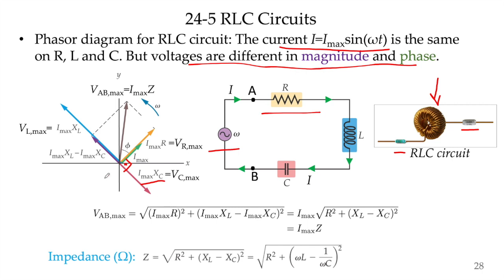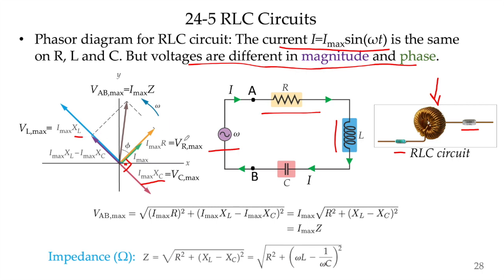And what about the voltage on the inductor, VL? Well, we know that it comes 90 degrees after the current in the circuit, so it's here. Okay, and if you want to calculate the magnitude, the length of the vector, it's going to be I times the inductive reactance, XL. Okay, now we have three vectors.